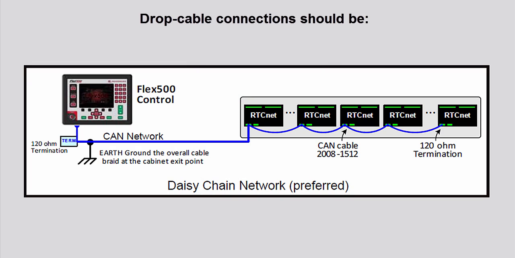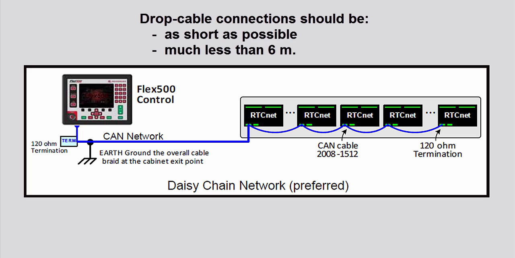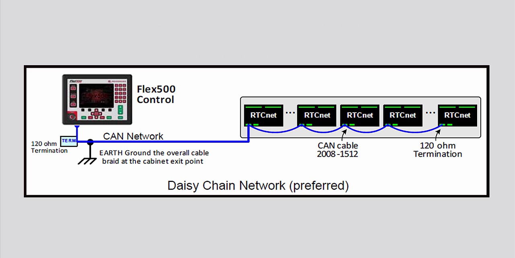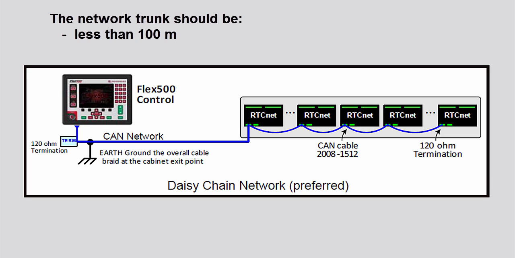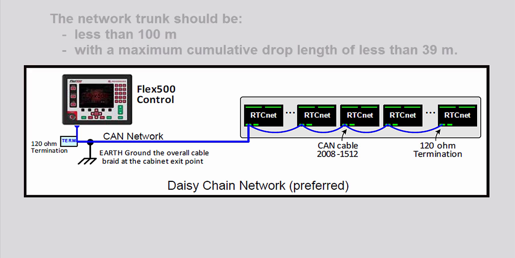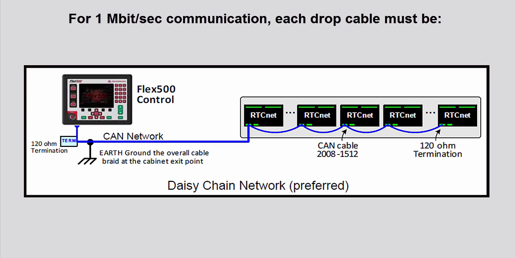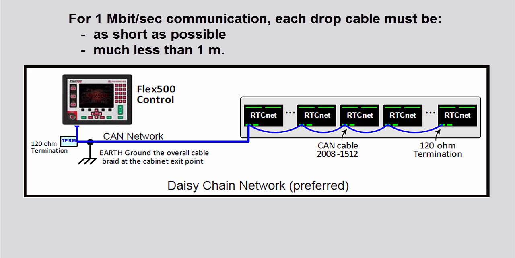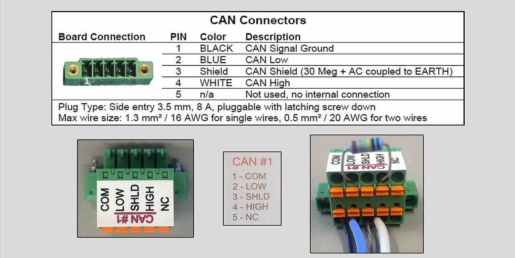Any drop cable connection of a device to the trunk line should be as short as possible and much less than 6 meters. It is recommended to design the network trunk to be less than 100 meters with a maximum cumulative drop length of less than 39 meters. For 1 megabit per second communication, each drop cable must be as short as possible and definitely less than 1 meter. Wiring of the CAN port should be as follows.